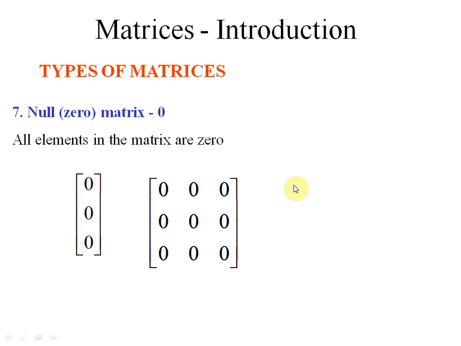Next, moving on to the types of matrices. The seventh one is the null or zero matrix. A matrix is called a null or zero matrix if all its entries are 0, or even a single entry is 0. This is called a null matrix.